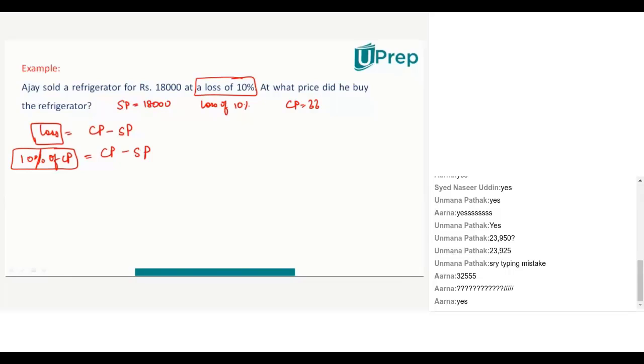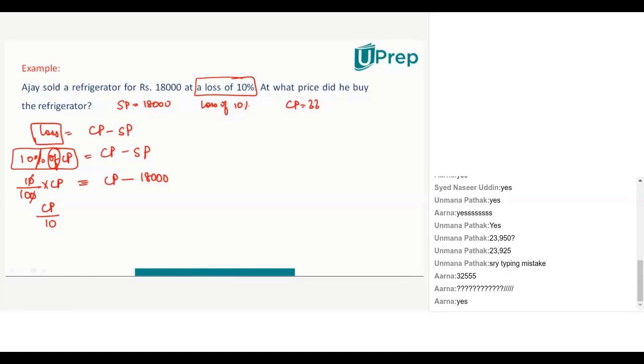Now what do I do? How do I calculate 10% of cost price? 10% means 10 by 100. Remember, of meant multiplication. 10 by 100 into cost price is equal to cost price minus. Do we have the selling price in our question? Yes, we do. How much is the selling price? 18,000 bucks. Clear? Now 10 cancel, so I have cost price by 10.